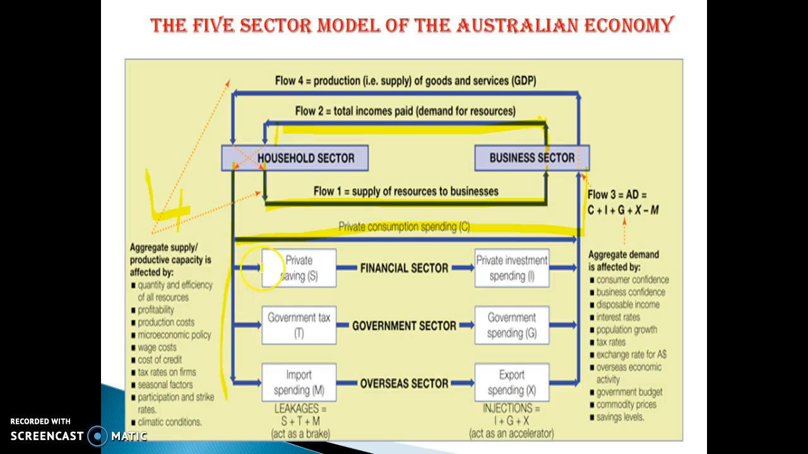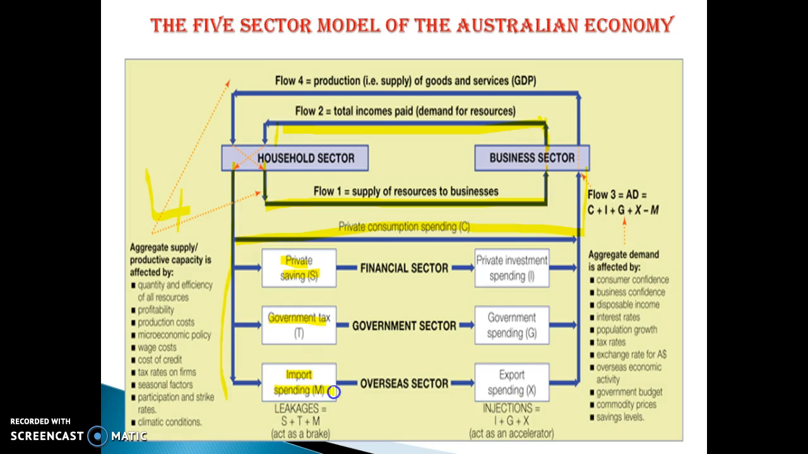Some of that money will be saved. So some people will put that money in the bank. The government will take a significant portion of that money. So we know that companies' profits get taxed at about 30%. With progressive income tax, people end up paying around 30-40% of their wage in tax, especially high income earners. And then some of that income will be spent on imports, so will not be spent on Australian goods and services.